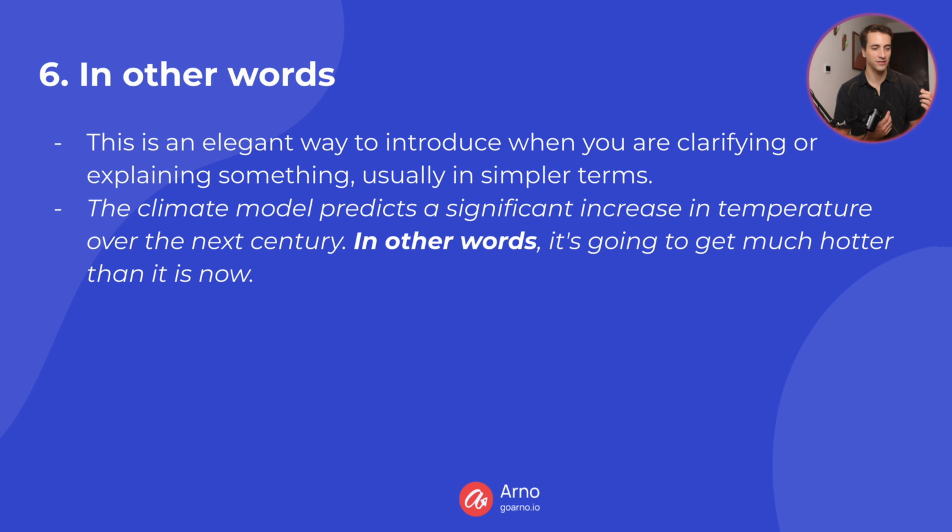The first sentence, though, uses technical language: the climate model predicts a significant increase in temperature over the next century. So to clarify what that really means, you can say, in other words, it's going to get much hotter than it is now. So it's explaining what the first sentence meant, but in simpler language.